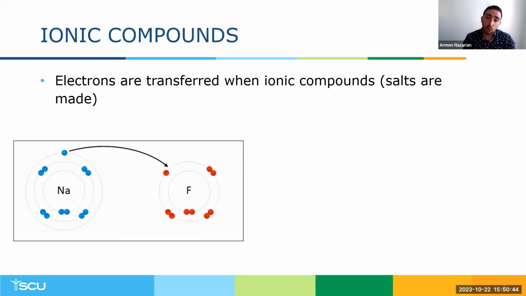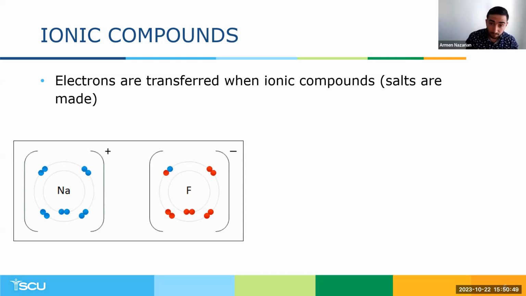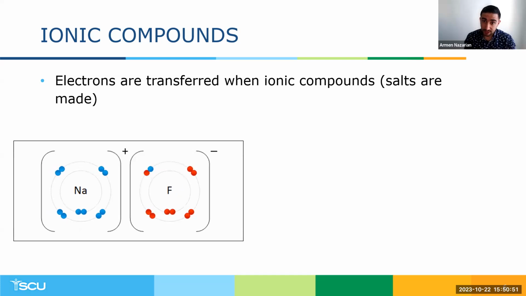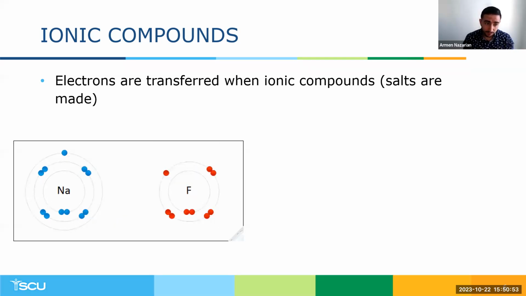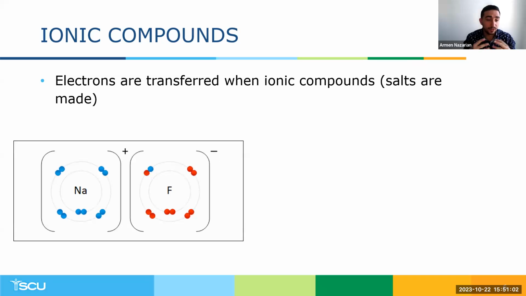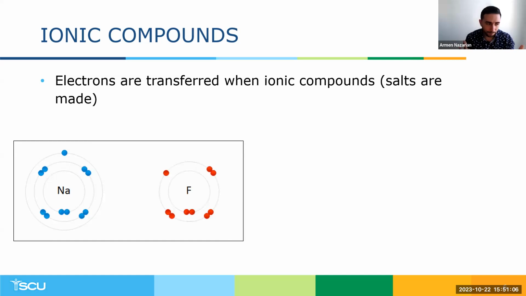Sodium wants to lose one electron, fluorine wants to gain one electron. So why doesn't sodium just lose its electron to fluorine? And that's exactly what happens. But once they become oppositely charged, opposites attract, so they can form an ionic compound where electrons are fully transferred and ions are the constituting components of that compound.